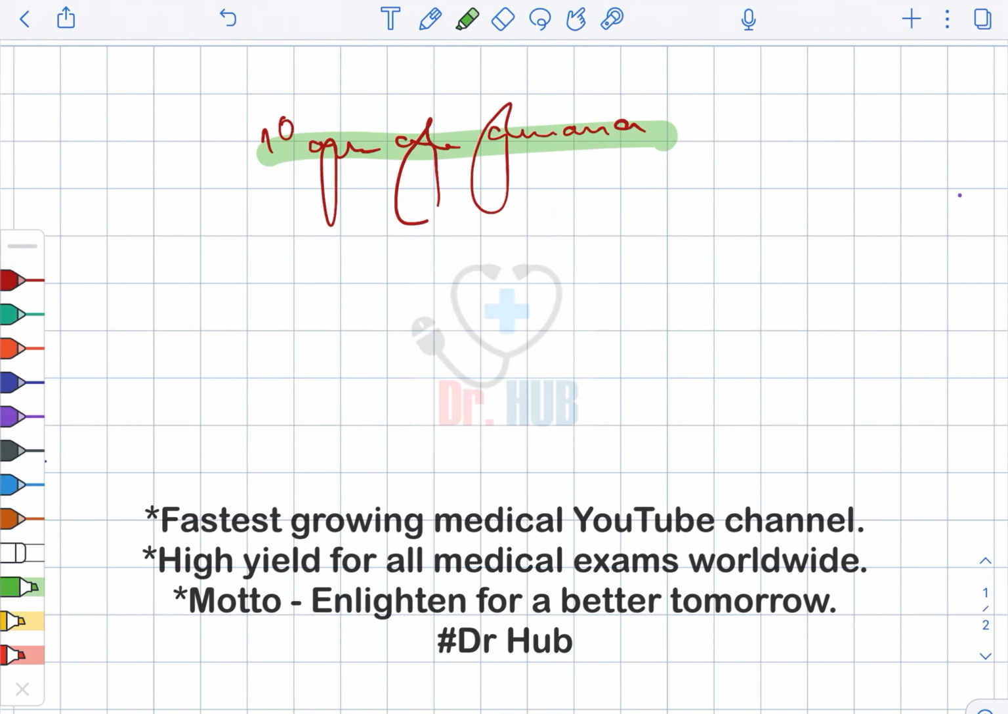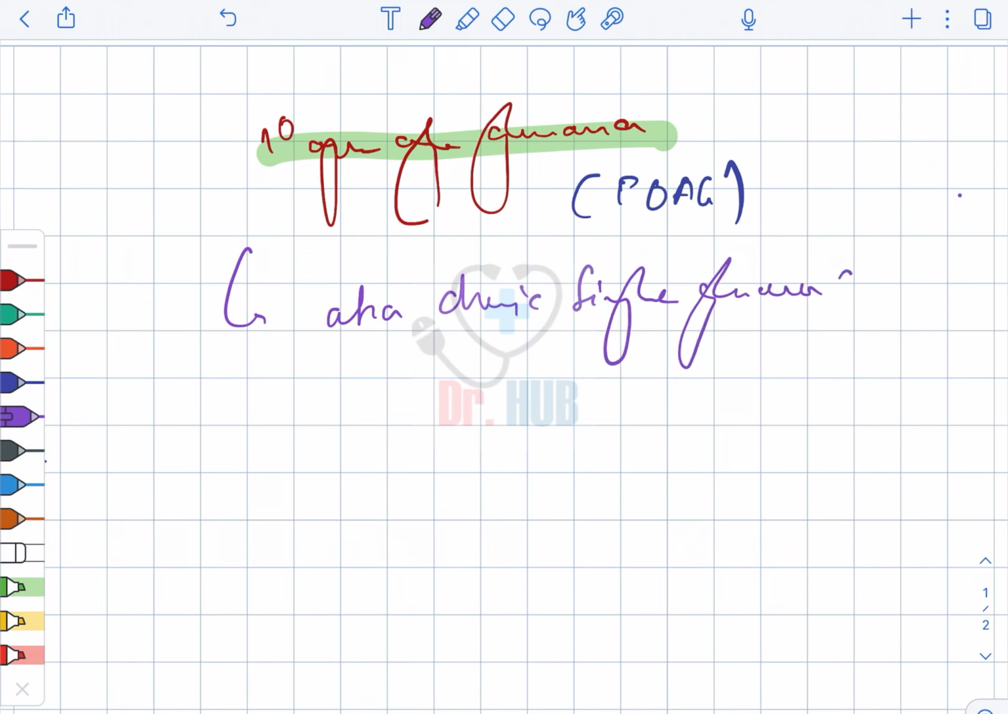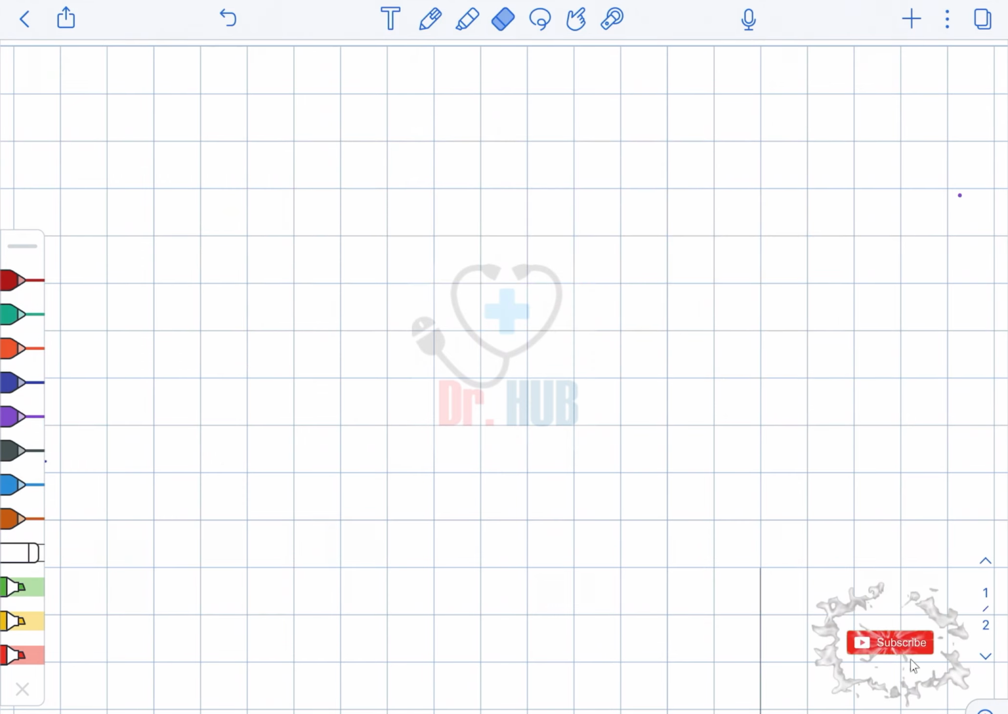Primary open angle glaucoma, in short known as POAG, is also known as chronic simple glaucoma of adult onset. So this has various characteristics. Firstly, there is an increase in the IOP.